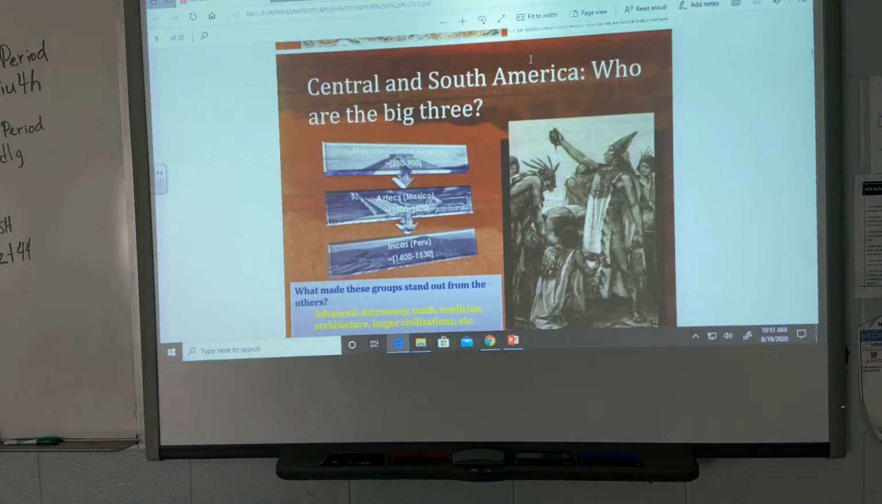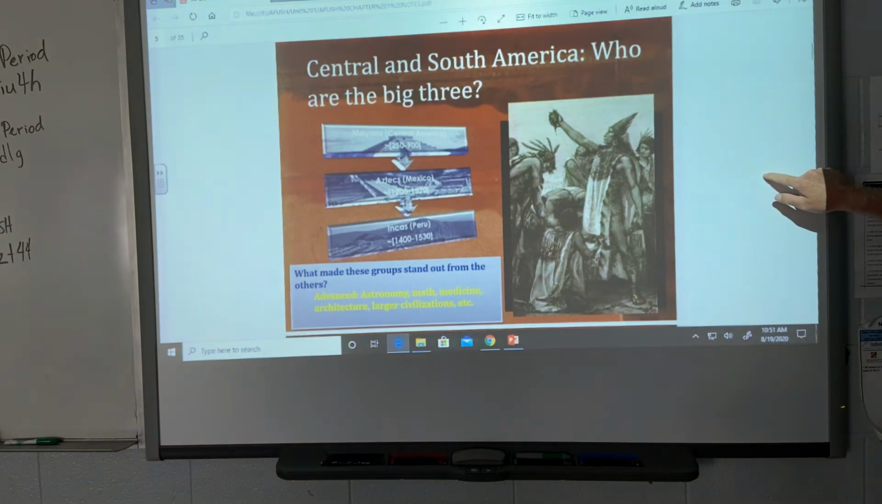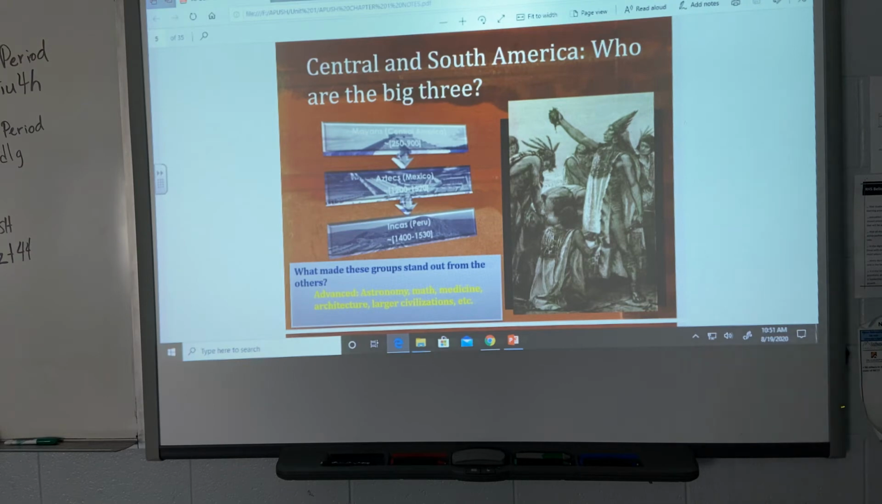Okay, so we're talking about Central and South America, who are the big three. The big three as far as these Mesoamerican tribes are concerned. Of course, you do have Mayans, you have Aztecs, you have Incas. The Incas were mainly in Peru with an elaborate network of roads and bridges linking their empire.